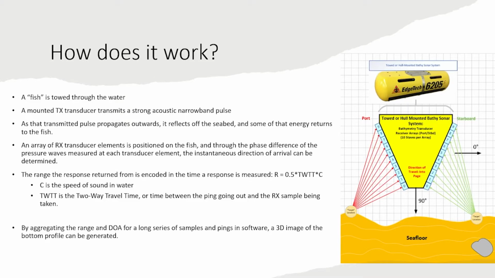How does it work? So a fish is towed through the water, and a mounted transducer will transmit a strong acoustic narrowband pulse. That pulse will propagate outwards, reflect off the seabed, and some of that energy will return to the fish, where a receive transducer element array will be able to calculate the direction of arrival of that received signal due to the phase differences on the different elements. And also the range of that return is encoded in the time of the response. So range is equal to half of the two-way travel time times the speed of sound in the water.